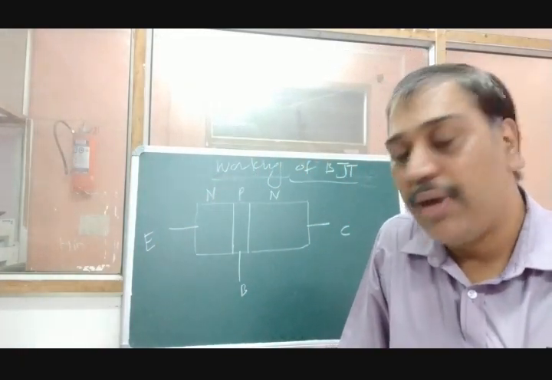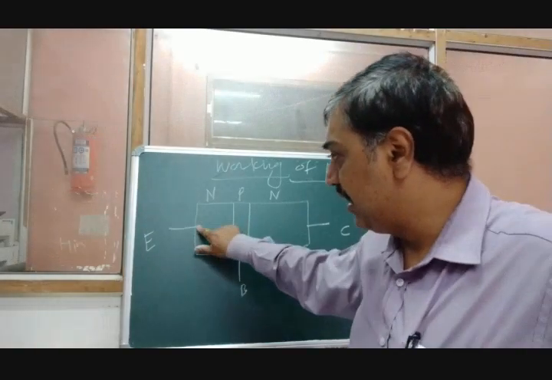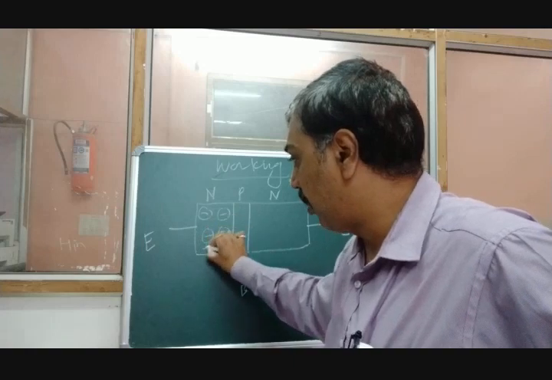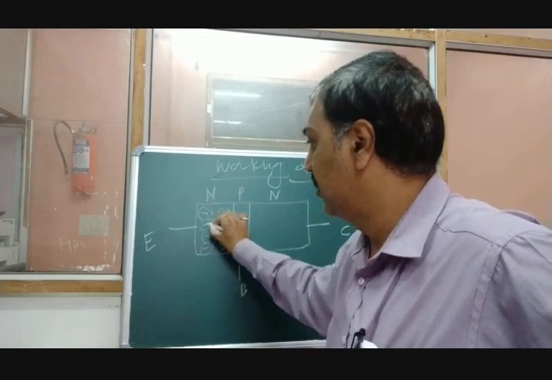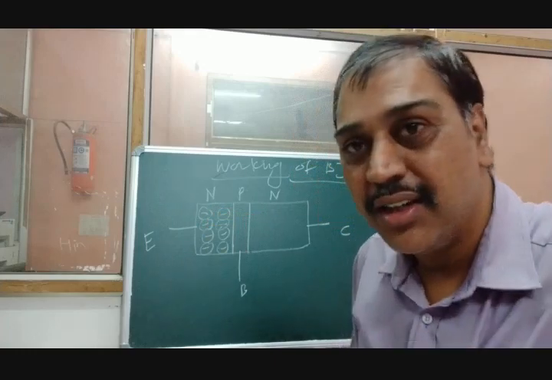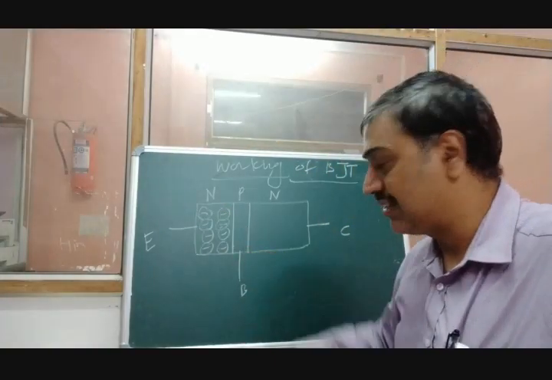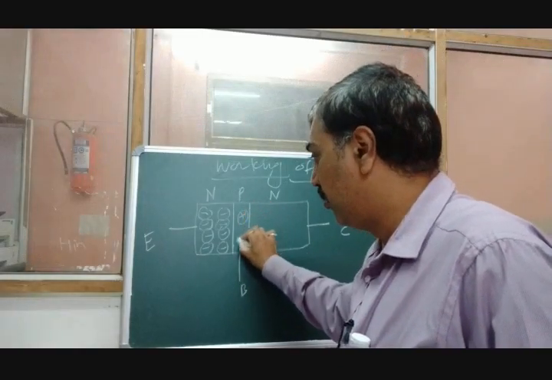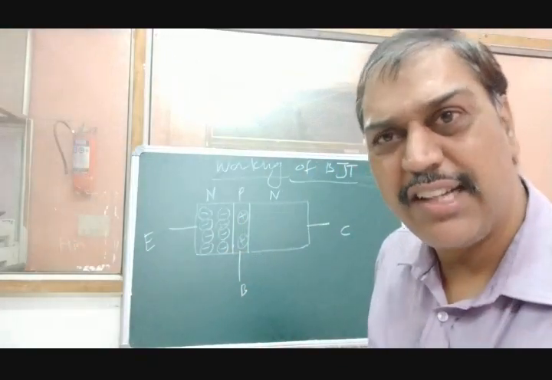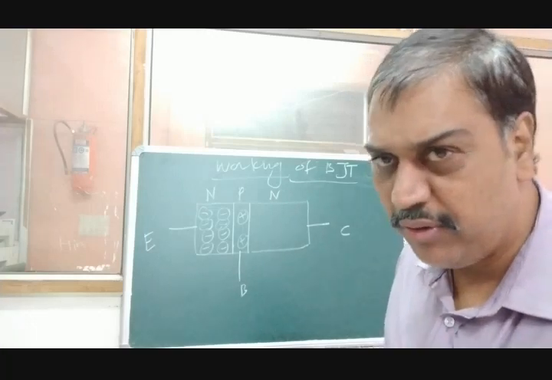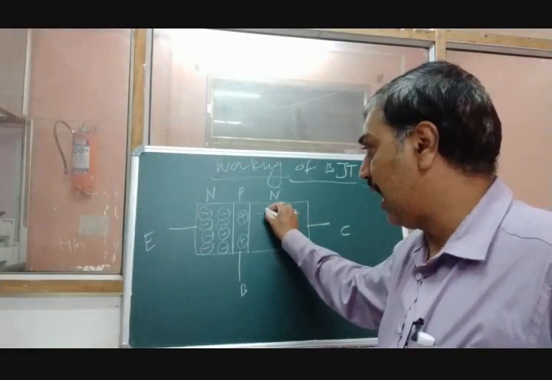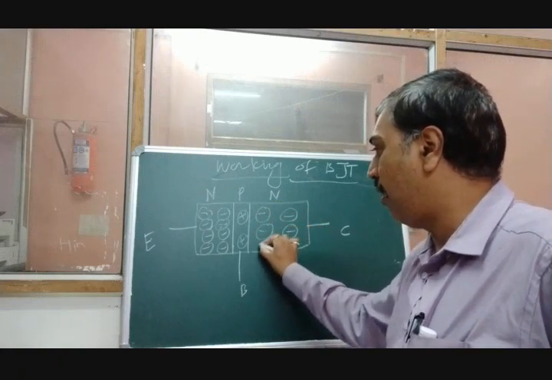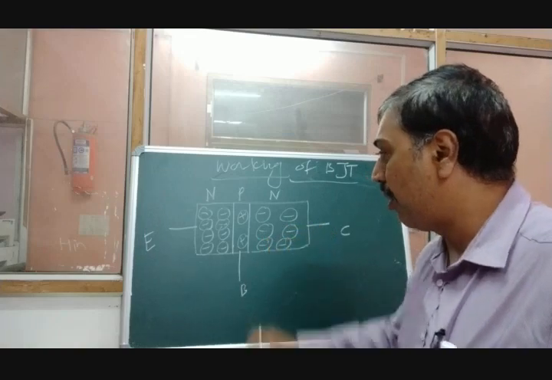Now let's see, we have seen all this. This N region means what? It has majority charge carriers as electrons. A large number of electrons are there in this emitter, so this is the N region. P region means it is the base. Base is lightly doped, only a few holes. Let us draw 2 holes only. Very few, maybe less than 2. Lightly doped means very few holes are available. Again, the collector is N-type, so it has a moderate number of electrons because it is moderately doped.